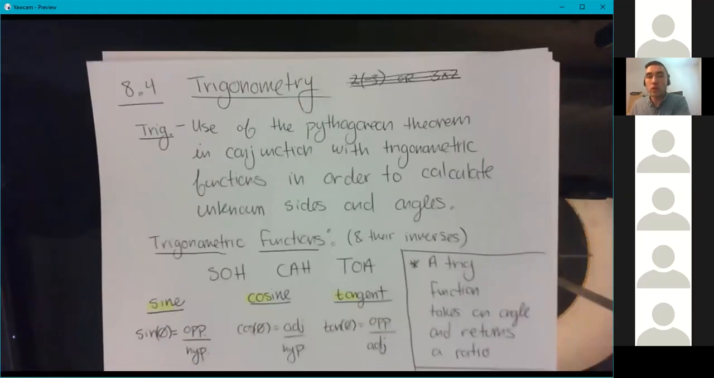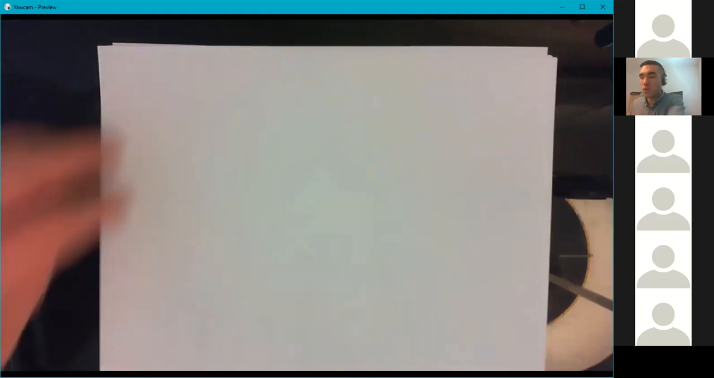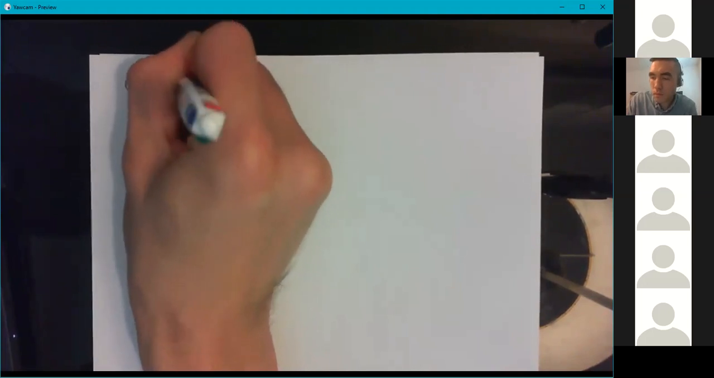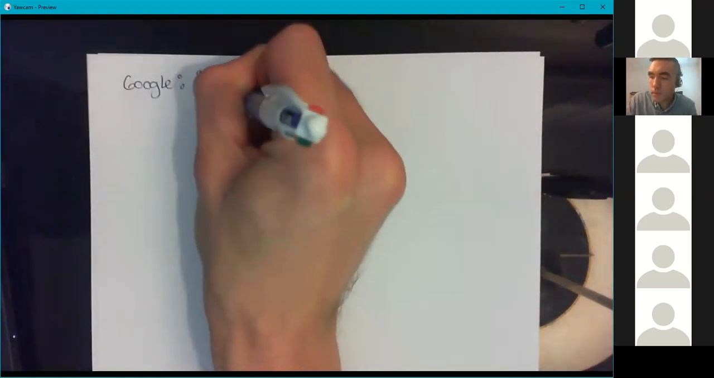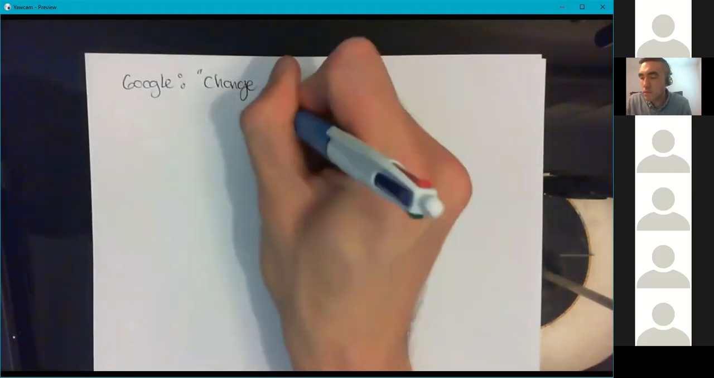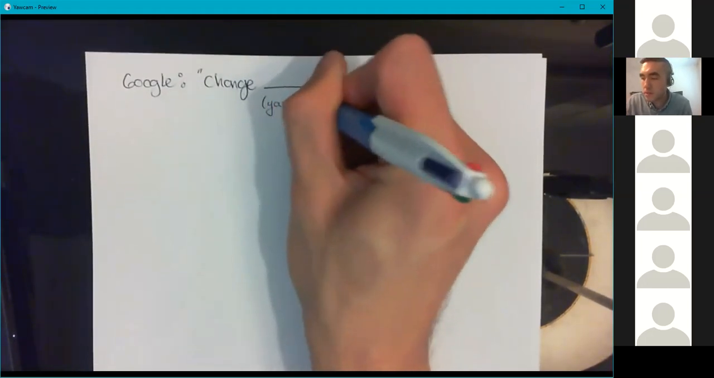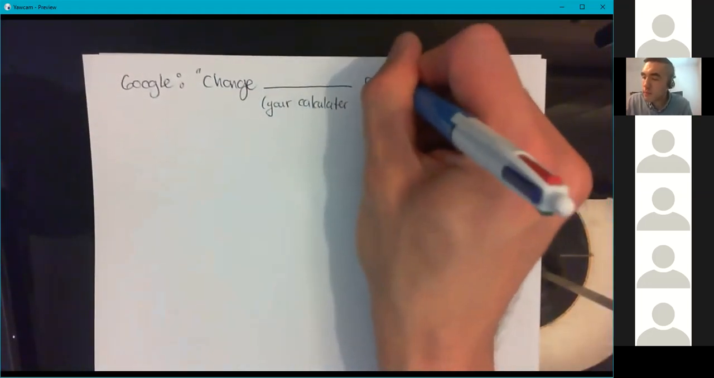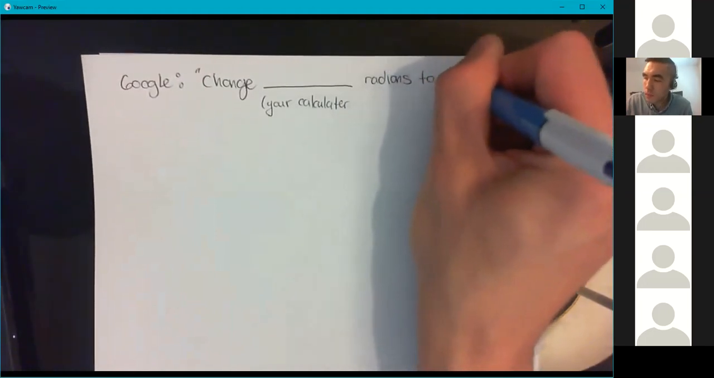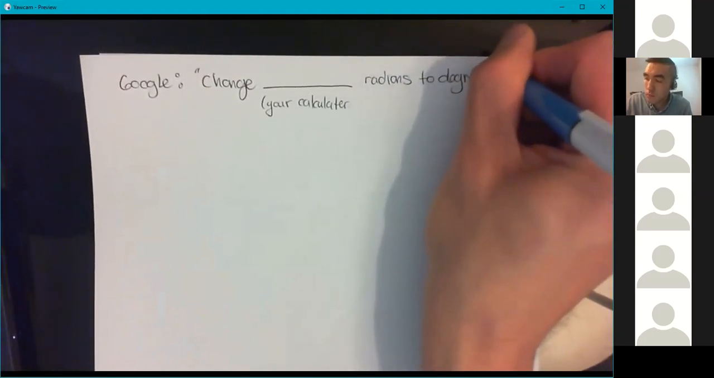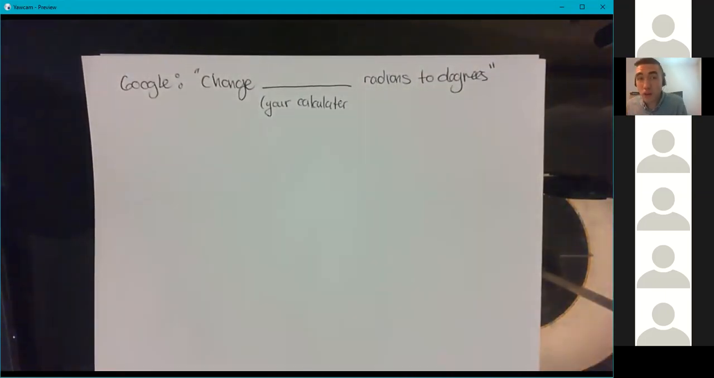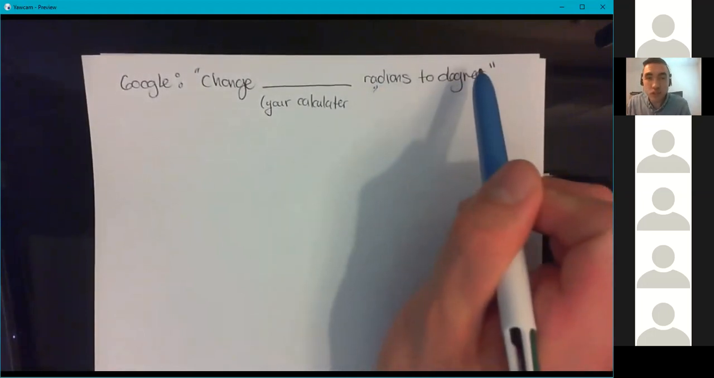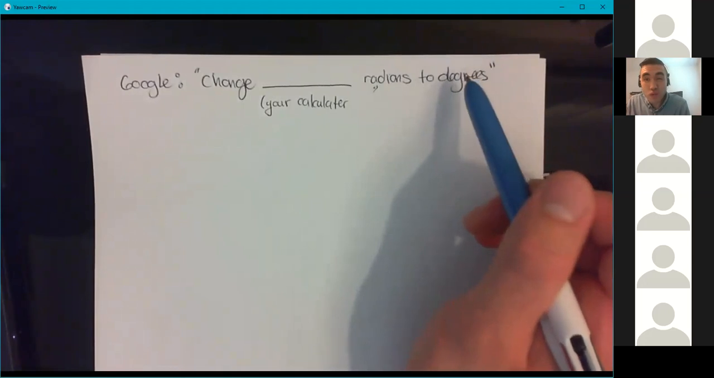So what y'all need to do, because my calculator may be different than yours, is Google the following phrase: change, and then type in the name of your calculator, whatever your model is, radians to degrees. You need to look up how to do that on your own calculator, because if it's in radians instead of degrees, your calculator is going to betray you and give you the wrong answers.